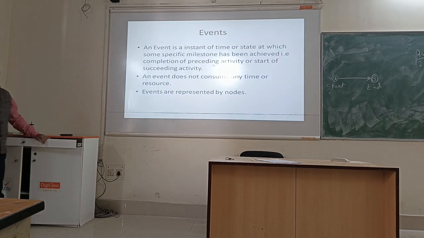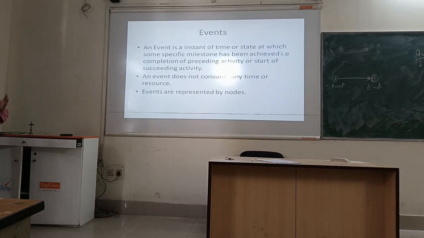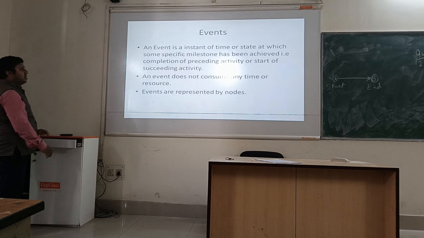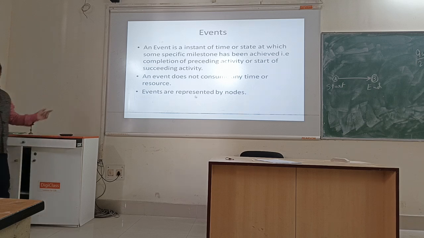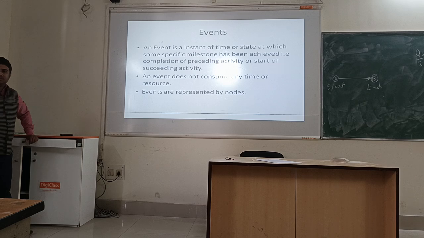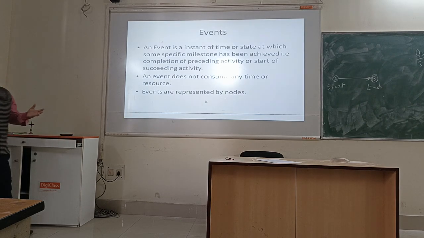Next is your event. Events are those which are not tangible, which do not consume any resource. An event marks the completion or starting of an activity. You can define an event as an instant of time or state which has some specific milestone that has been achieved. It does not consume any resource in the form of time. These are represented in the form of nodes in the AOA diagram. Understood the difference between event and activity?